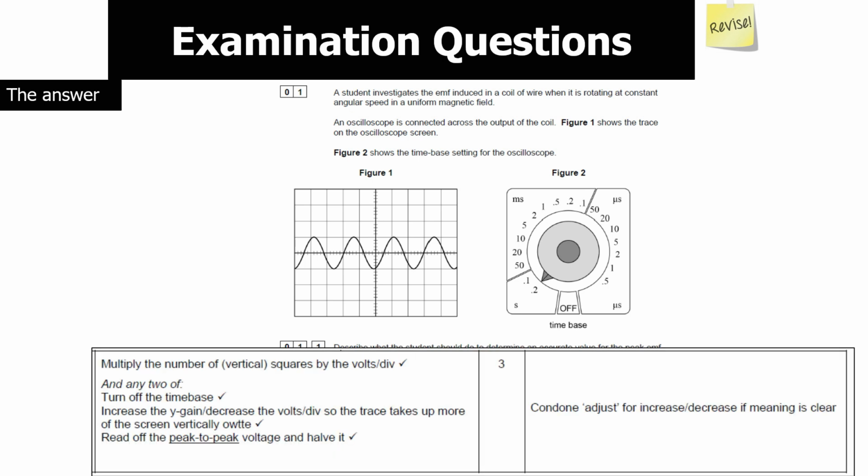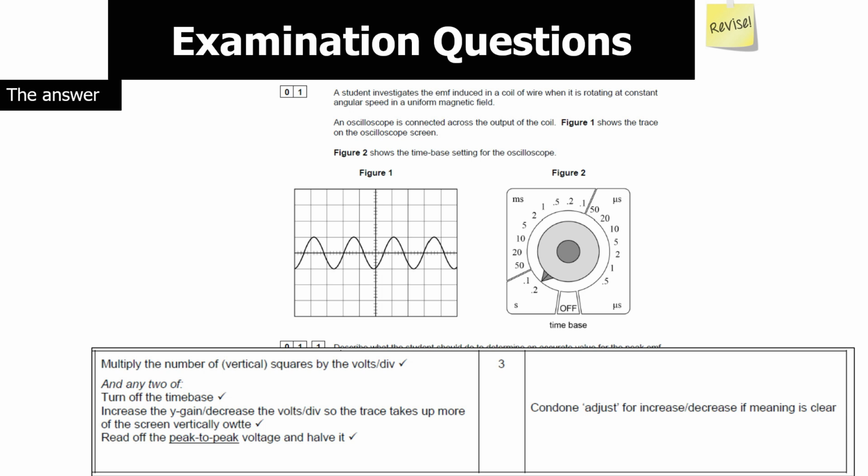Then what we can do is turn off the time base, and then you can increase the Y gain, or decrease the volts per division setting, so the trace takes up more of the screen so it's easier to read off the value. At that point you want to work out the most accurate value. Now in physics, to reduce your percentage uncertainty and increase the accuracy, you want to take the largest value possible, and that reduces the percentage uncertainty.